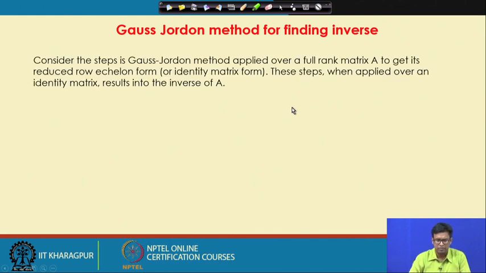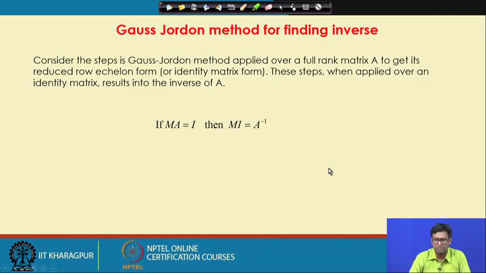The Gauss-Jordan method for finding inverse says: consider the steps in the Gauss-Jordan method applied over a full rank matrix A to get its reduced echelon form or identity form, because it will be the same for a full rank square matrix. A full rank matrix is always a square matrix. If it is not a full rank matrix, then it is a singular matrix and the inverse cannot be found. So consider a full rank square matrix A, apply Gauss-Jordan steps to get its reduced echelon form, which is the identity matrix. These steps, when applied over an identity matrix, will result in the inverse of A.